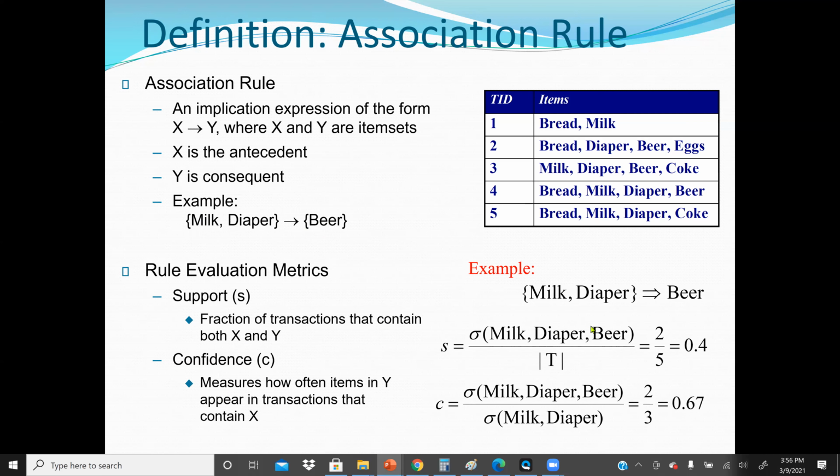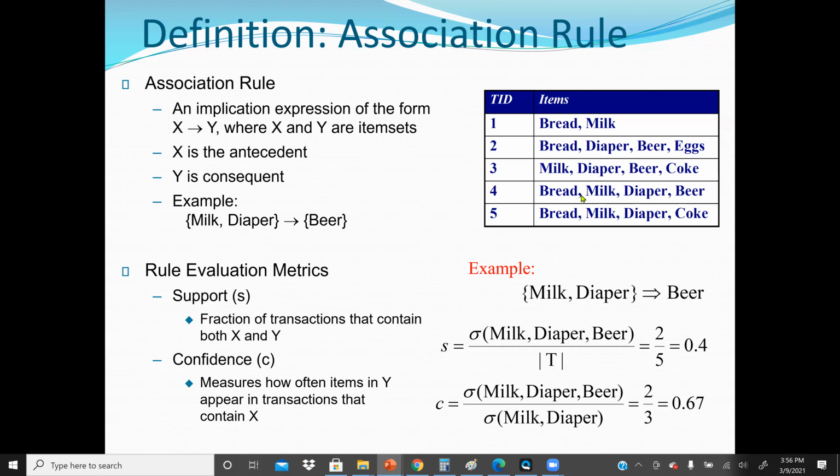So that's the formal example here. We have milk, diaper, and beer, and we want to again evaluate this rule. The support will be the count of milk, diaper, beer divided by the total transactions, which gives us 0.4. Then the confidence, which is C, will be the count of milk, diaper, and beer, which is 2, divided by the count of only milk and diaper. Because here we are looking for how often beer appears in the transactions with milk and diaper. So it's 2 divided by 3.